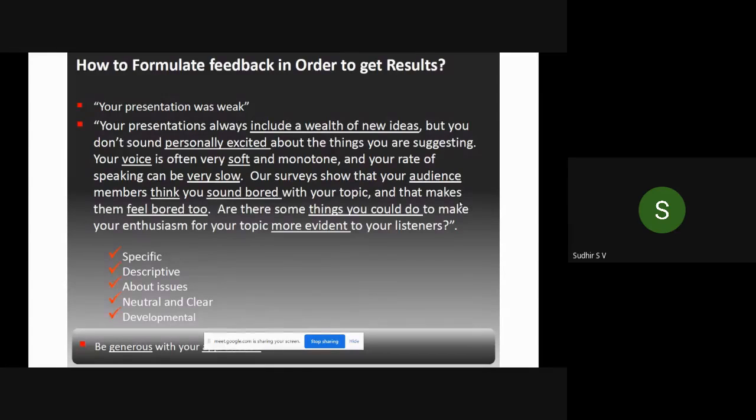So I'm just giving you an example here. Your presentation was weak. Now, this is bad feedback. Okay, it's vague. It is not specific. It is not measurable. It's not actionable. Now, you look at the one at the bottom. Your presentations always include a wealth of new ideas. That means you're starting off on a positive note.